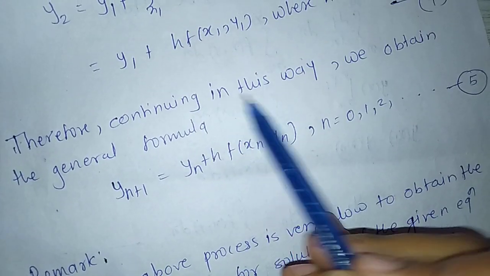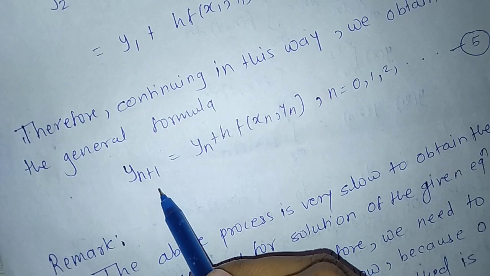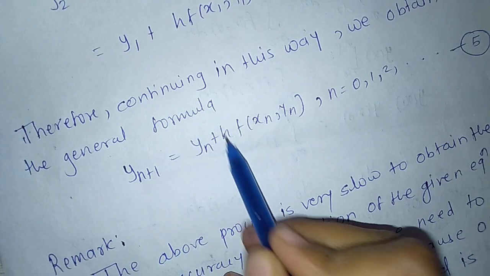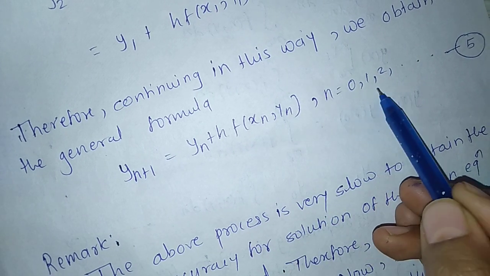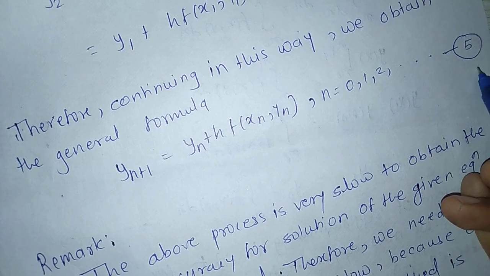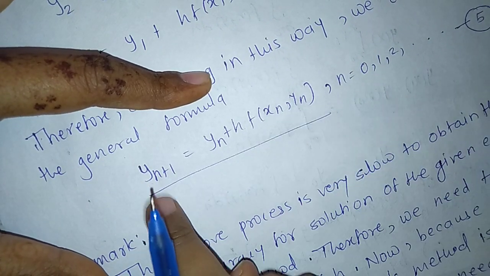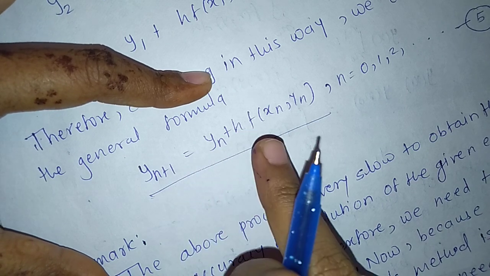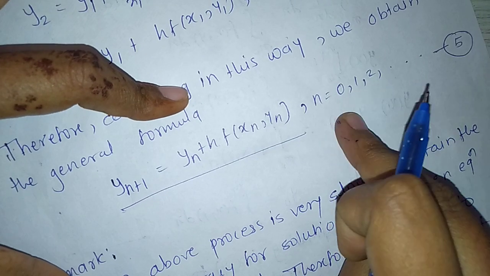Therefore continuing in this way, we obtain the general formula y suffix n plus 1 equal to y suffix n plus h into f of xn, yn, n running from 0, 1, 2 and so on, give as equation number 5. This is the Euler's formula: yn plus 1 equal to yn plus h into f of xn, yn, n running from 0, 1, 2 and so on.